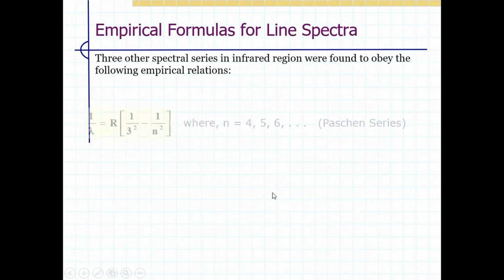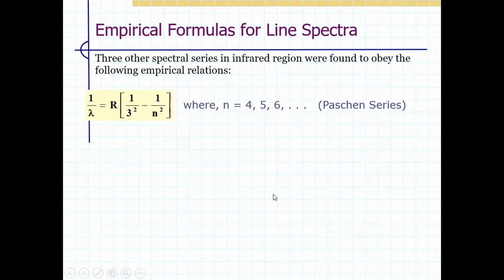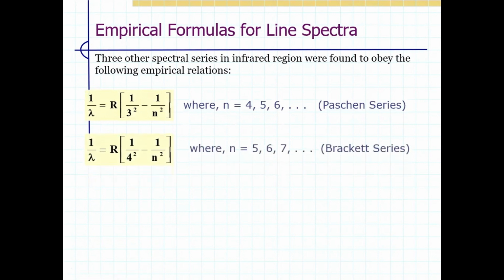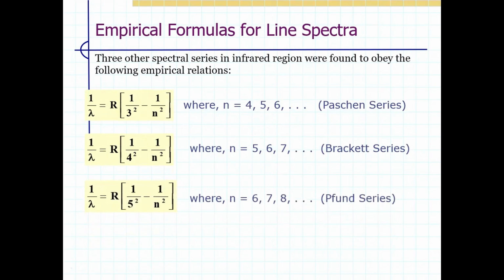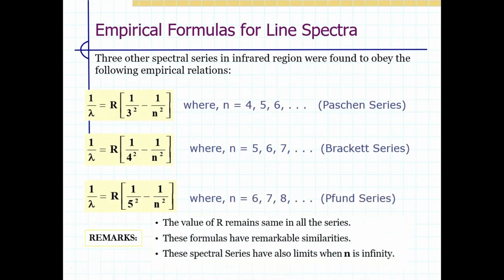There were other spectral series in the infrared region that were seen to obey the empirical relations, for example the Paschen series, the Brackett series, and the Pfund series. The remarks are that the R value remains the same in all series, and the formulas had a remarkable similarity. The spectral lines were also shown to have a limit when n goes to infinity, with limiting values of 1 over lambda. The lambda is the wavelength measured in units of length, meters or micrometers.